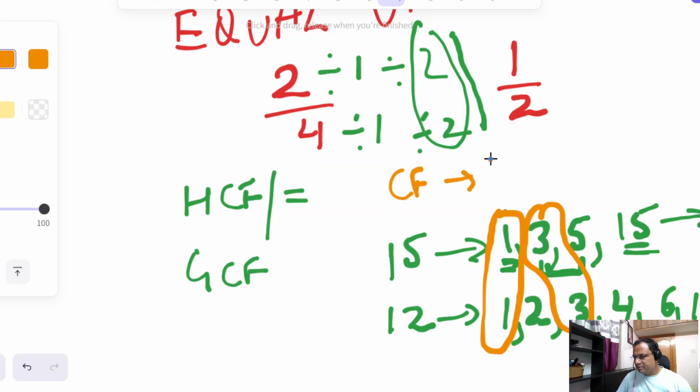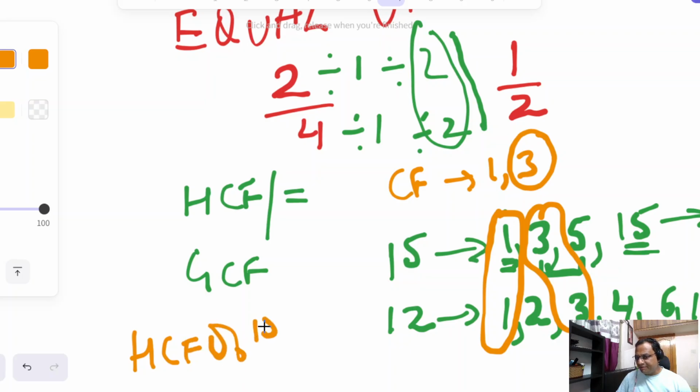So the common factors are 1 and 3. Out of 1 and 3, which is the highest? So that is how you can say the highest common factor of 15 and 12 is just 3. To learn the LCM concept, you can please refer to my previous video. That will definitely help you understand the concept.